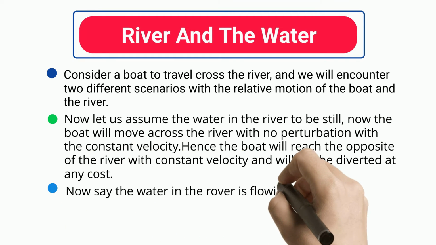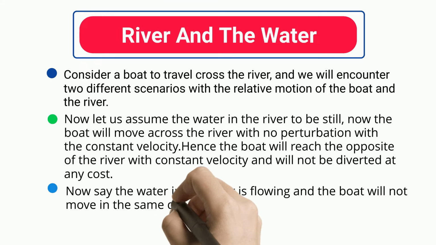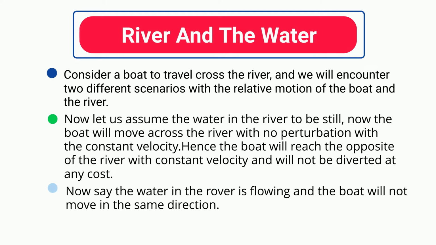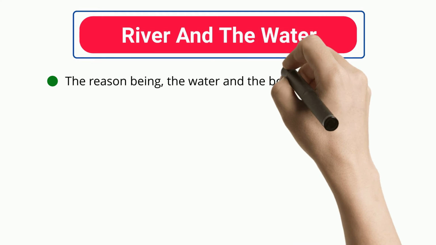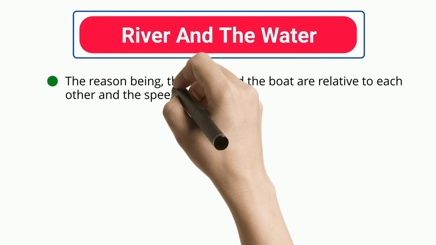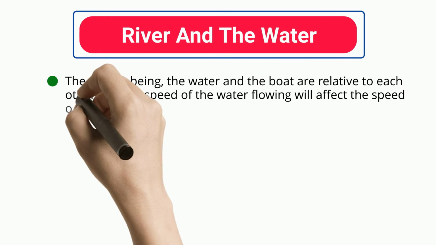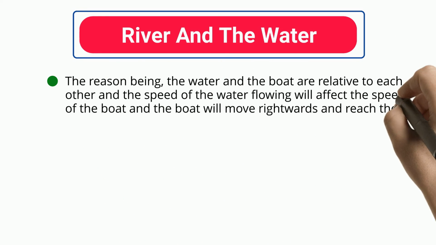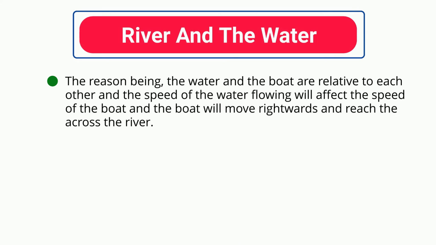Now say the water in the river is flowing, and the boat will not move in the same direction. The reason being, the water and the boat are relative to each other, and the speed of the water flowing will affect the speed of the boat, and the boat will move rightwards and reach across the river.